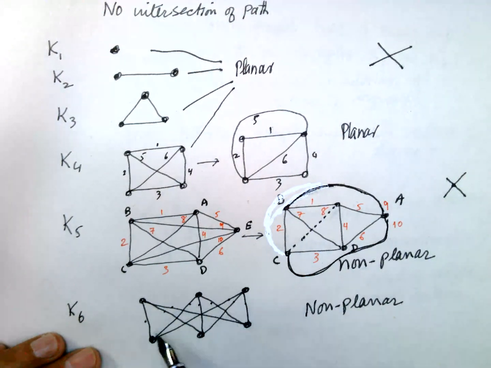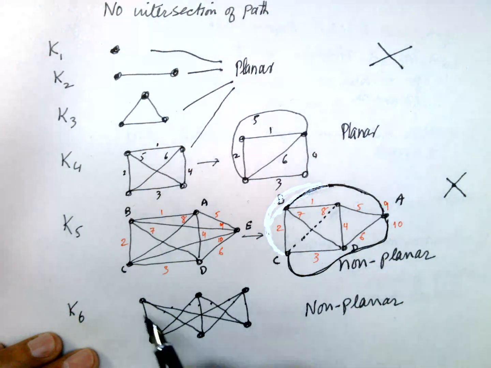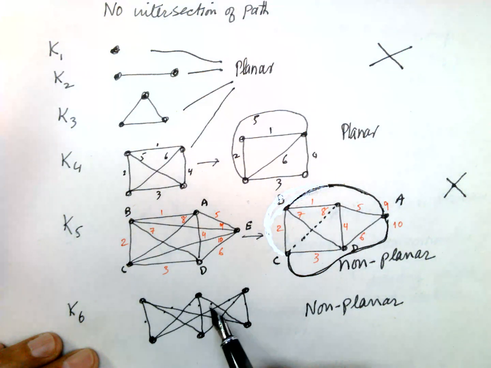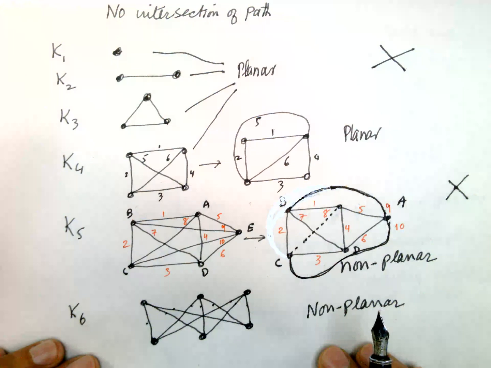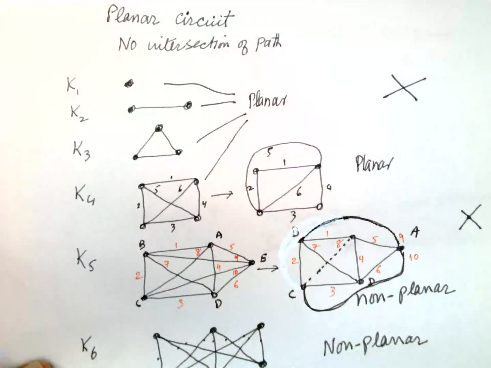Similarly, this graph, K3,3, has 6 vertices and these are the edges, 3 edges, 3 and 3, 9 edges. All these edges are intersecting each other. For this reason, this graph is not a planar graph.